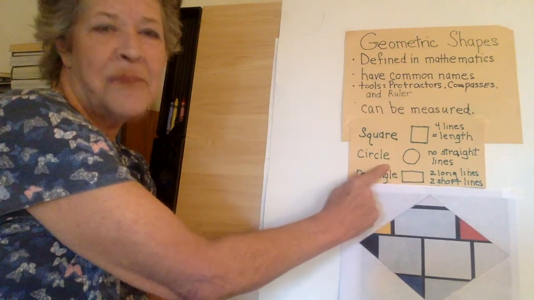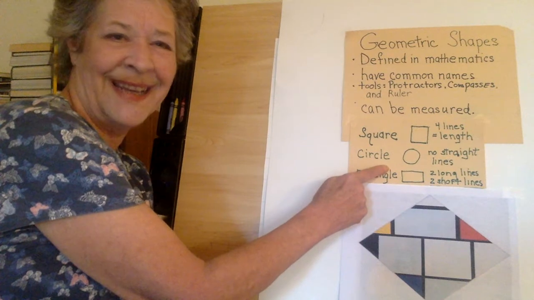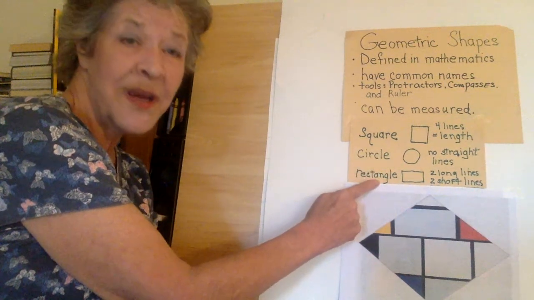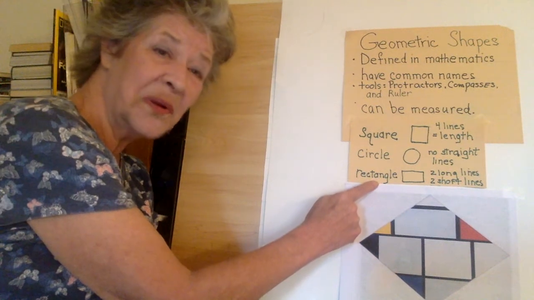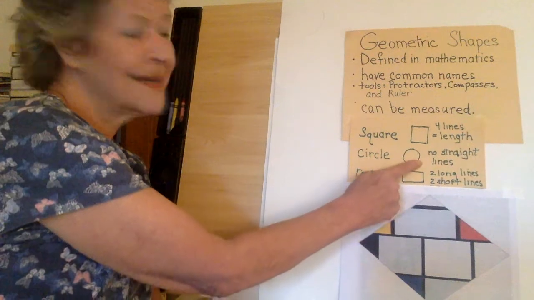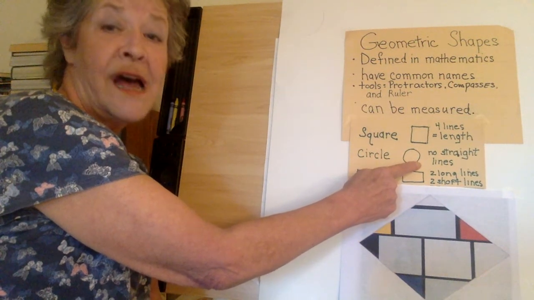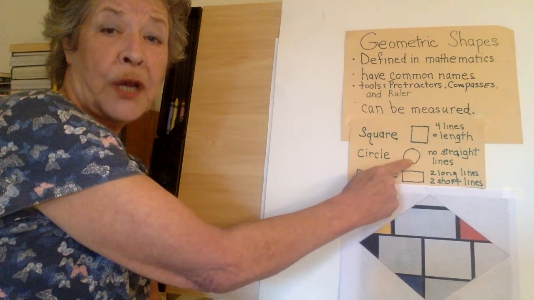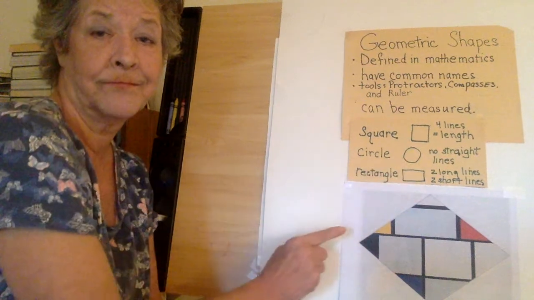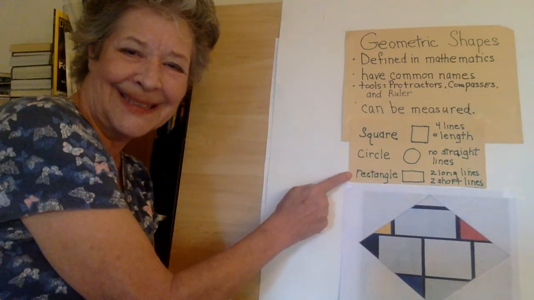Oh, circle. How many of you have used circles in your art already? And I know you learned these shapes when you were in preschool or kindergarten. A circle has no straight lines. A circle is created by curves, continuous curves. And then the rectangle, let's talk about that.